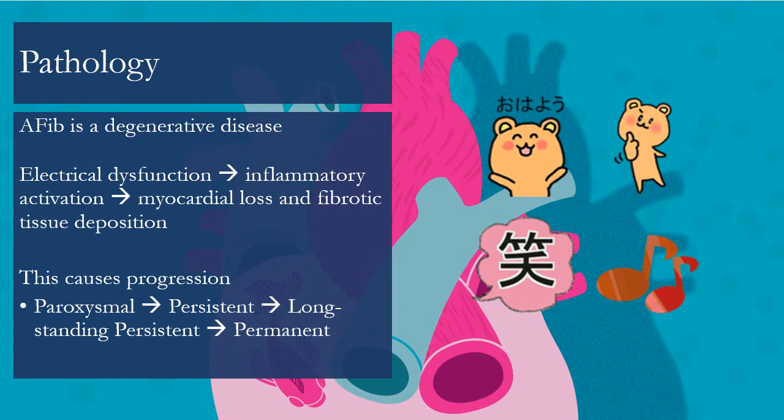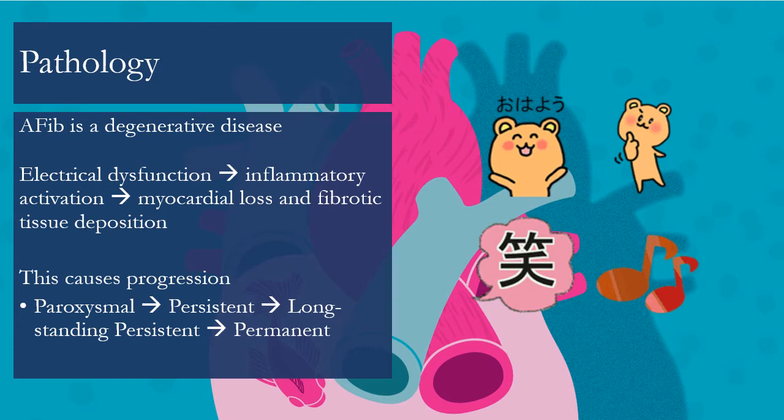The other thing that makes this a very tricky disease is that it's a degenerative disease. What I mean is that this electrical dysfunction causes an inflammatory activation within the atrial walls themselves. So you've got all this inflammation attacking the muscle tissue, you've got myocardial loss and fibrotic tissue deposition, which then leads to cells having their own automaticity and more issues with rapid firing and random activity.